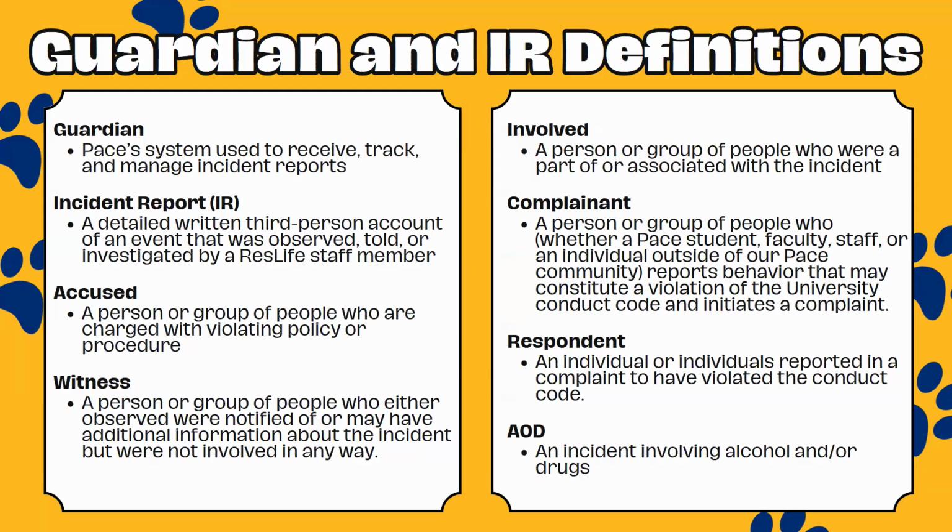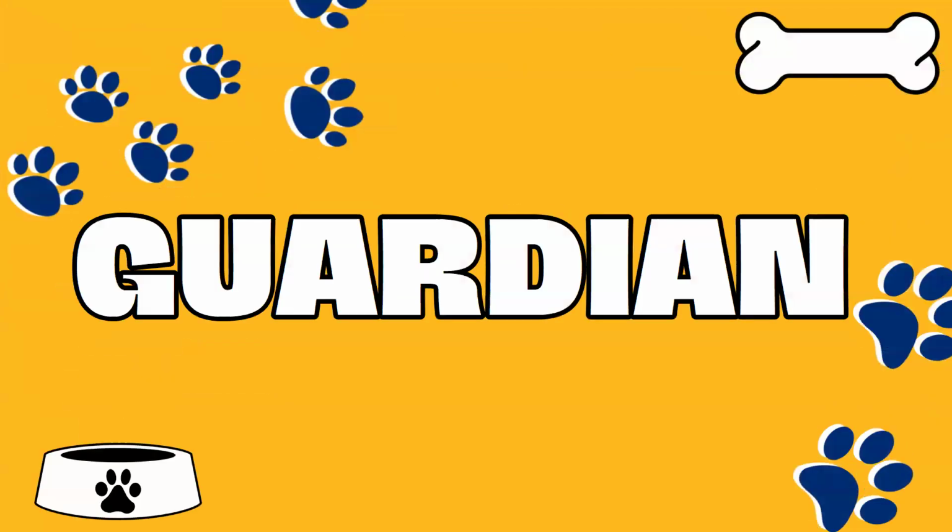The accused refers to the individuals charged with violating policies. Witnesses are those who may have information but are not directly involved in the incident. The complainant is the person who reports the behavior that may violate our conduct code, and this can include anyone from our PACE community or even outside individuals. Finally, the respondent is the individual reported for the alleged violation. And just a quick note on AOD, this stands for incidents involving alcohol and/or drugs, which are critical to address within our reporting framework. First, we will discuss the primary reporting system utilized here at PACE University.